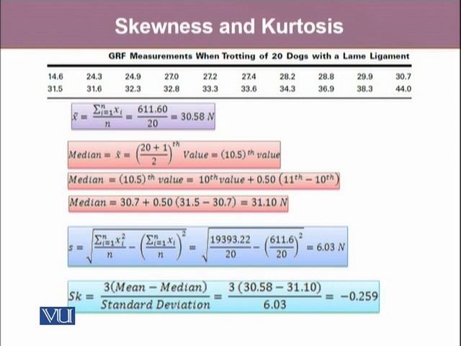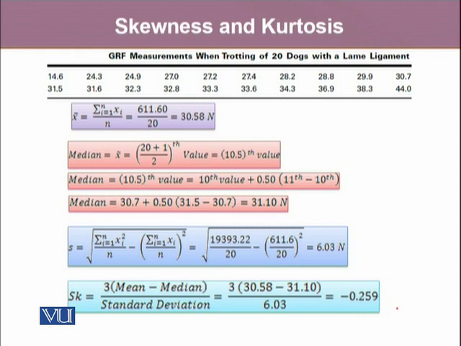Here for this data, the mean GRF is 30.58, then we have the median GRF, which is 31.10, and the standard deviation is 6.03 newtons.